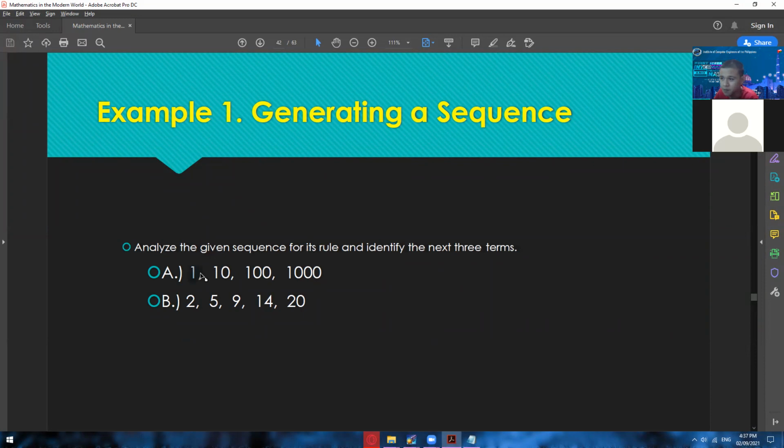So we have 1, 10, 100, 1000. As you can see, it's like having a pattern, but this one is called a sequence. So anyone who would like to answer, what are the next three terms on this one? This is the first term, second, third, and fourth. So what is the fifth, sixth, and seventh term of letter A?